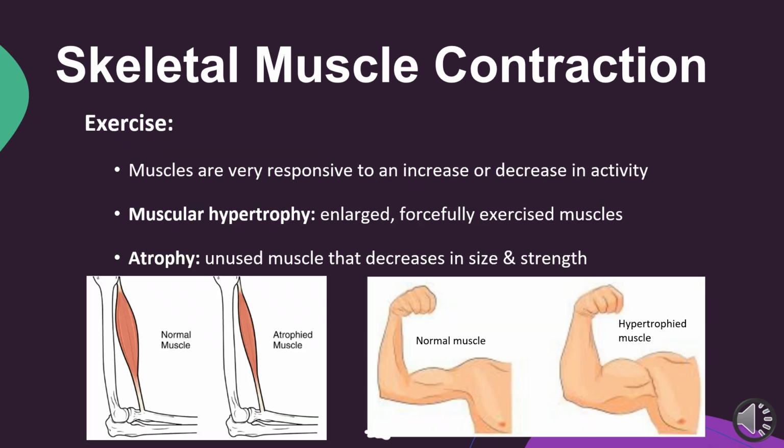Okay, let's look at skeletal muscle contraction. So muscles are incredibly responsive to how often we use them, or how little we use them. Right. So we're going to talk about two key terms that describe how muscles physically change. I sound like Popeye there. That's just a good analogy. Muscles physically change based on activity. So we're going to talk about hypertrophy and atrophy.